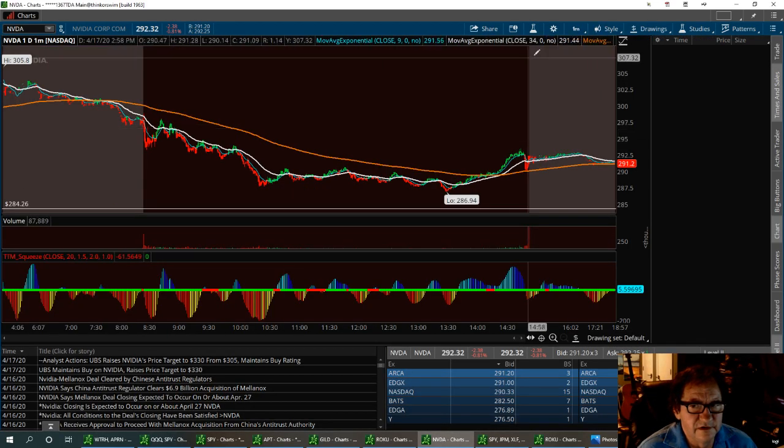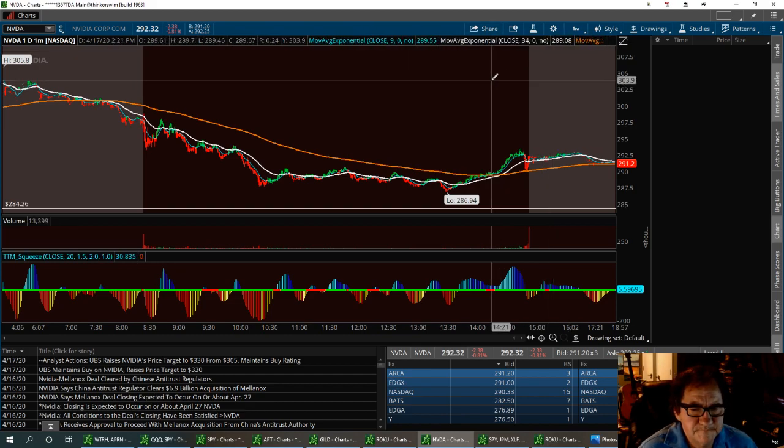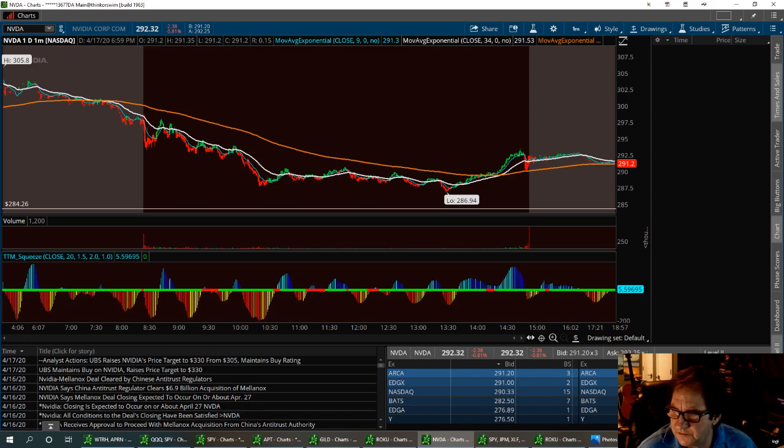Let's look at NVIDIA. Did I do Boeing? Yeah, I did Boeing, I think. Did Roku. Did Tesla. Yeah, let's look at NVIDIA. NVIDIA's price target is 330 from 305. Maintains a buy rating. I always like to look at that news.